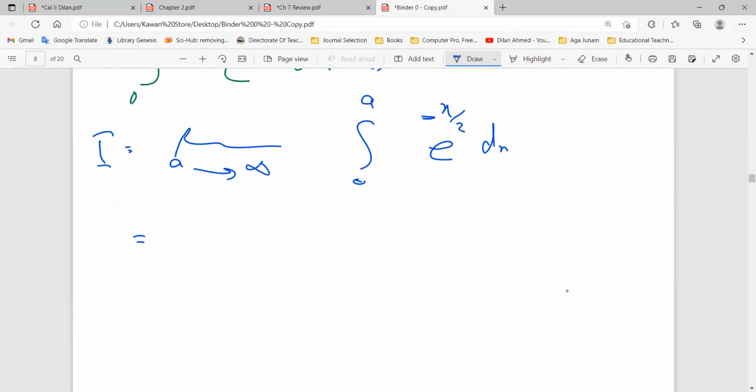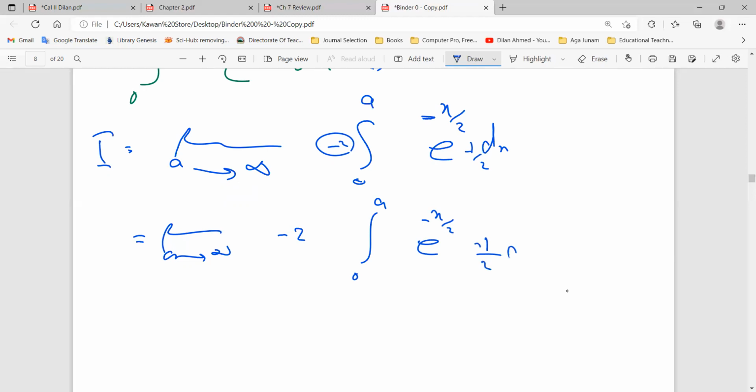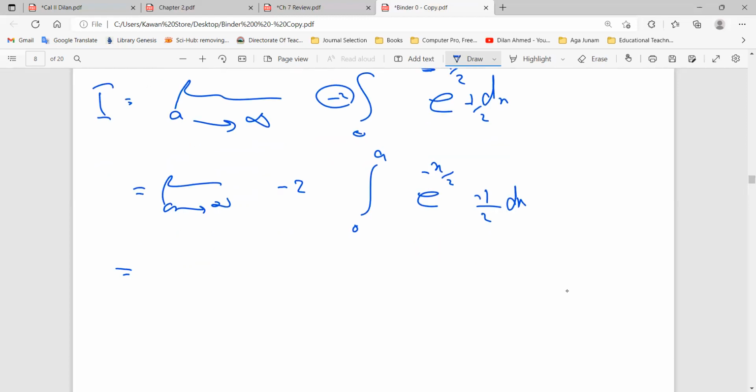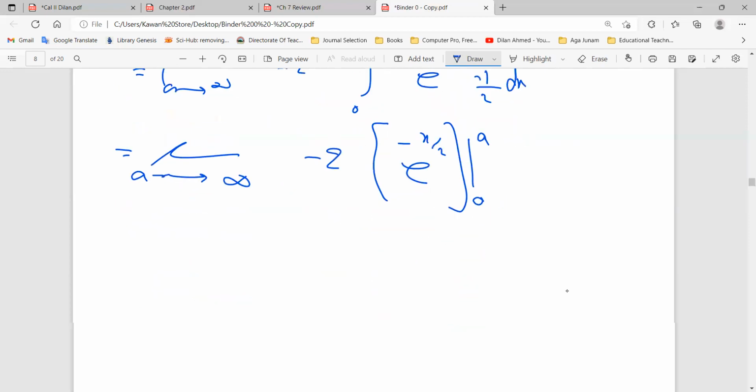So how do we solve that one? Forget about the limit. I say the derivative of the exponent here is equal to minus 1 over 2. Am I right? So we need minus 2 here. So minus 2 from 0 to a of e to the power minus x over 2. Now we have it. So we say it is equal to the limit as a approaches infinity of minus 2 times that.